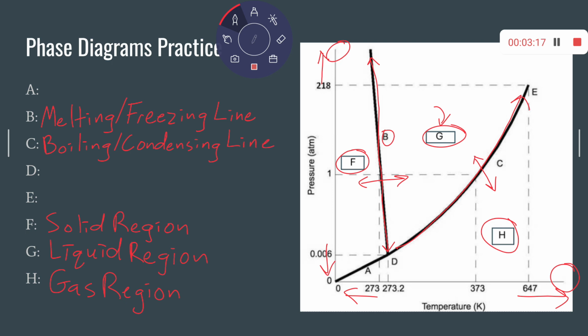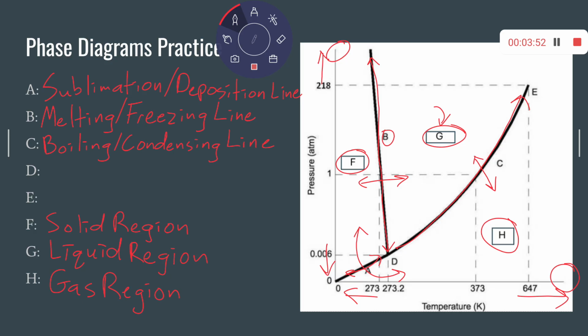Now let's look at A. That's this line. It represents the transition between my solid region and my gas region. Now it's small, but it's there. What do we call the transition from a solid directly to a gas? We call that sublimation, or the opposite, gas directly to a solid, is deposition. So A is my sublimation, deposition line or boundary.